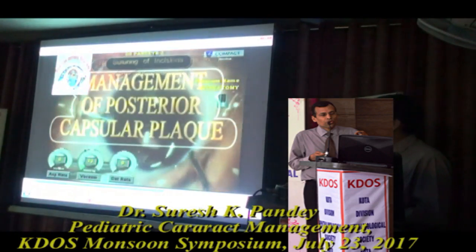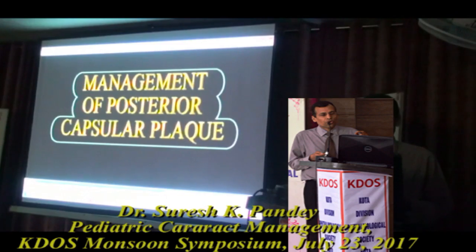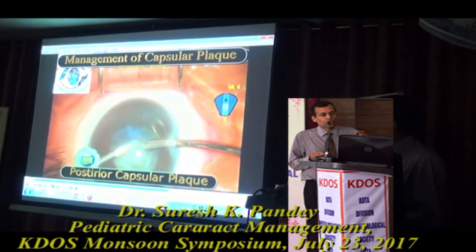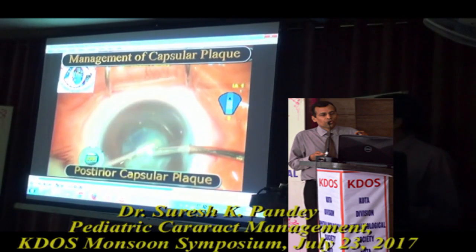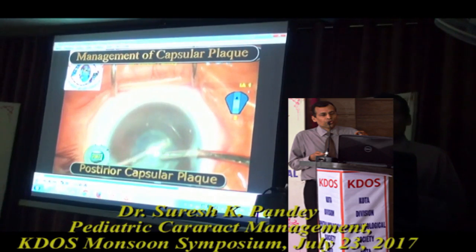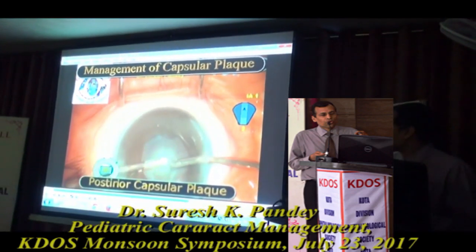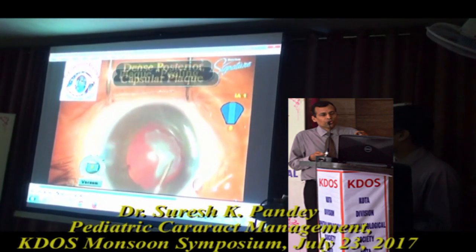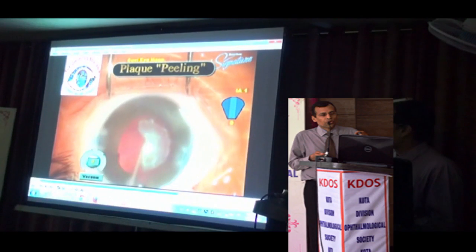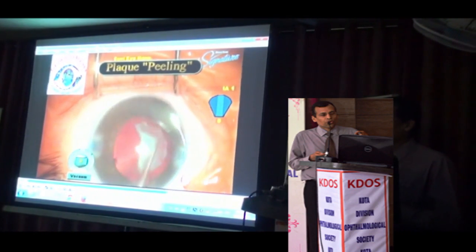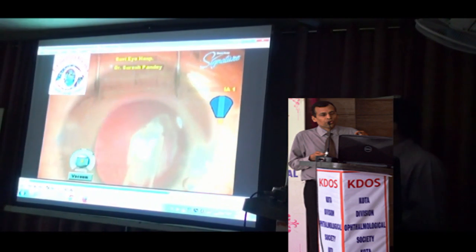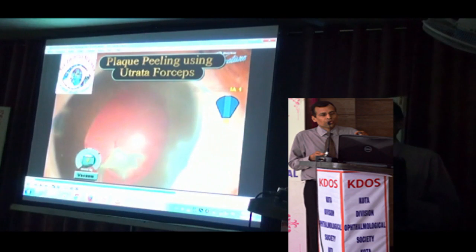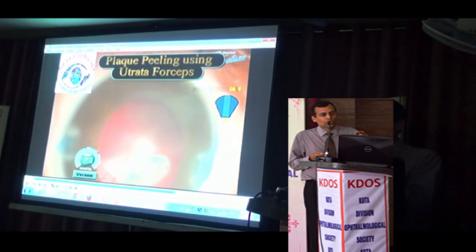So once again, I'm using the triamcinolone acetonide, and this is another case, another infant. This case is a 1-year-old, and here I'm showing you the posterior capsular plaque. Once we remove the lens matter, this is the posterior capsular plaque, very much adherent to the posterior capsule. So we use a straight 26-gauge needle to separate this plaque from the posterior capsule.